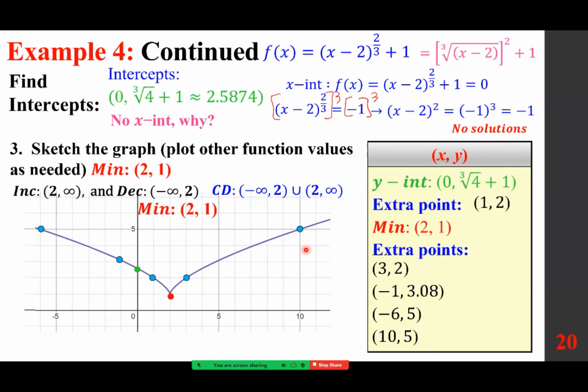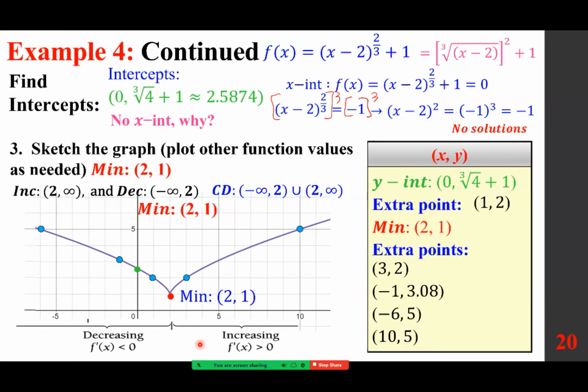What do we notice? Besides the points that we put in, this is the minimum value 2, 1. Not only is this a local minimum, it's also an absolute minimum. It's decreasing from negative infinity to 2. And it's increasing from 2 to infinity. It's concave down from negative infinity to 2, union 2 to infinity. Everything that we have found works here.